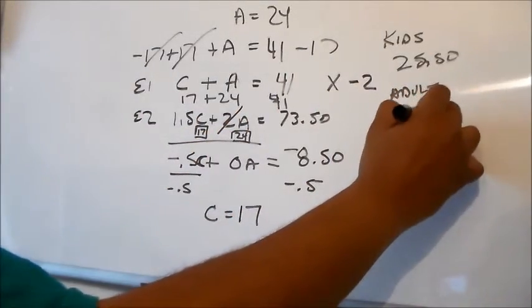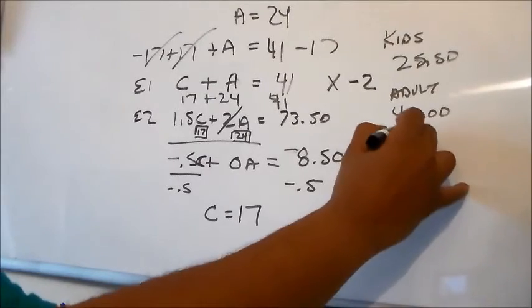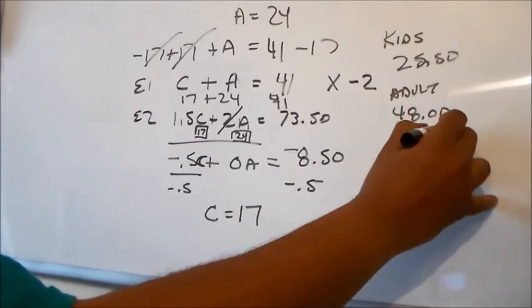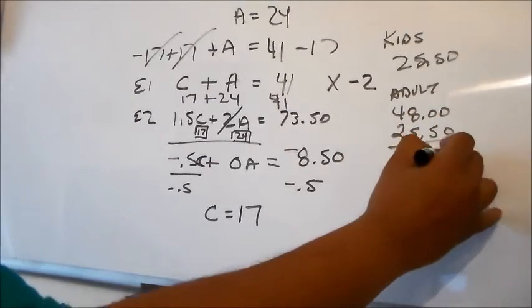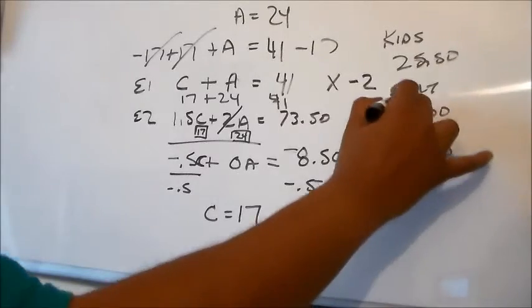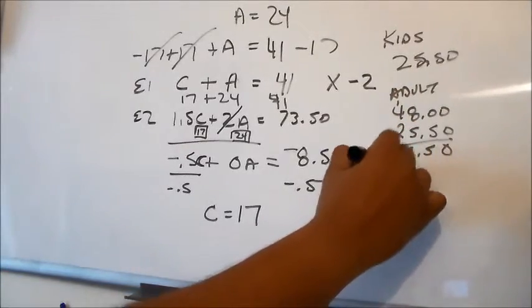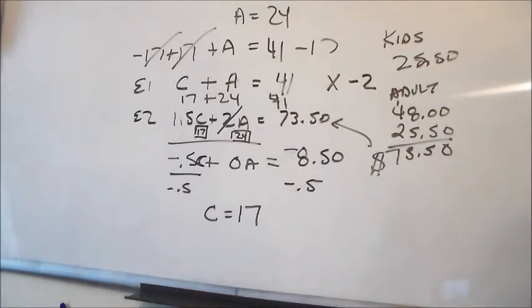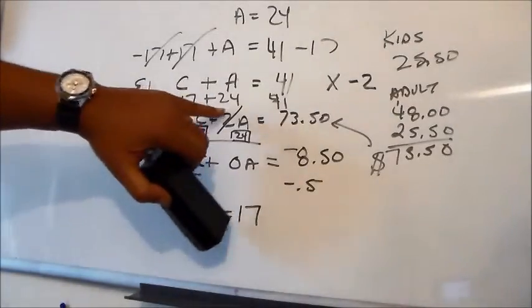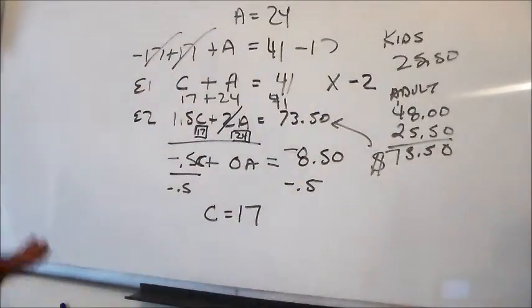So if we add $25.50 and $48, $73.50 would be the total revenue brought in for the event, with 17 kids tickets and 24 adult tickets. So we've solved the whole thing using the system of equations.